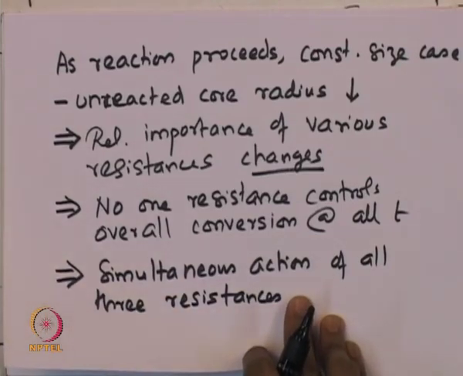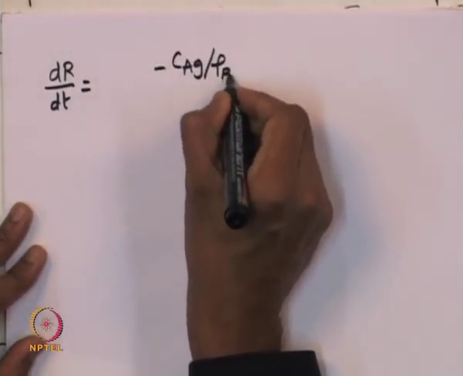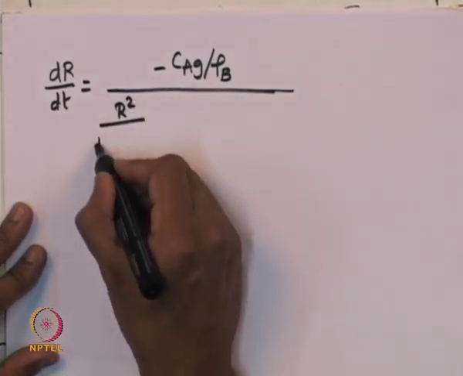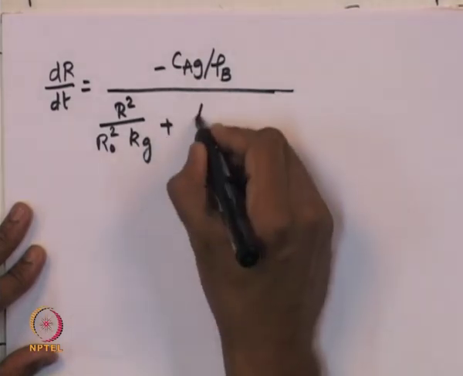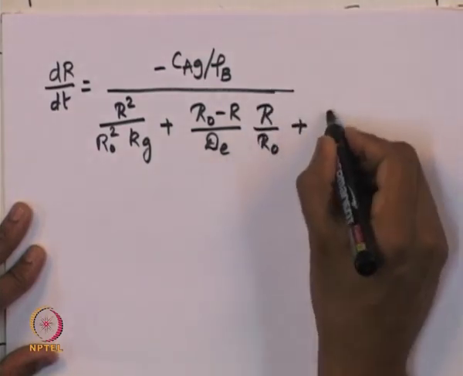So if you want to incorporate all three resistances, then the model for the radius of the unreacted core as a function of time, the differential equation which relates the rate of change of the radius of the unreacted core with respect to time to all the other properties and concentrations of the system, can be rewritten by using a combination of all the resistances. The rewritten model will be dr by dt equal to minus C_AG divided by rho_b, where C_AG is the gas phase concentration and rho_b is the density of the solid, divided by (r square by r naught square) times k_g plus (r naught minus r) divided by the diffusivity times (r by r naught) plus 1 by k double prime.